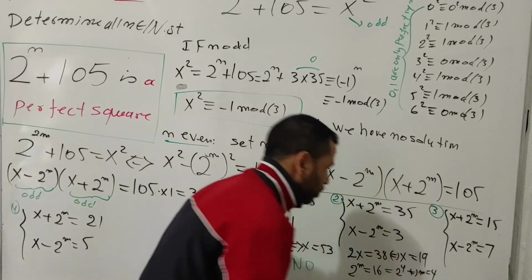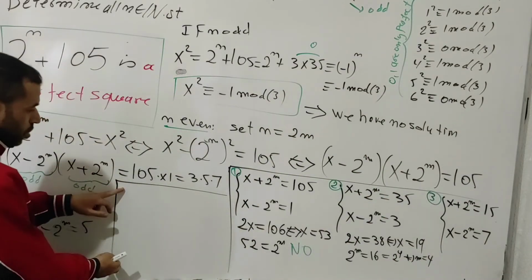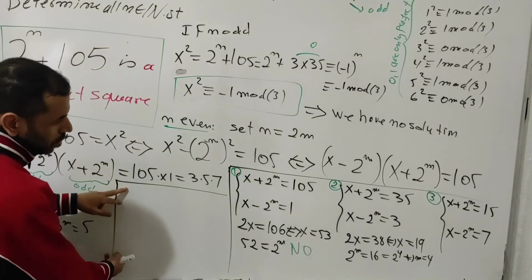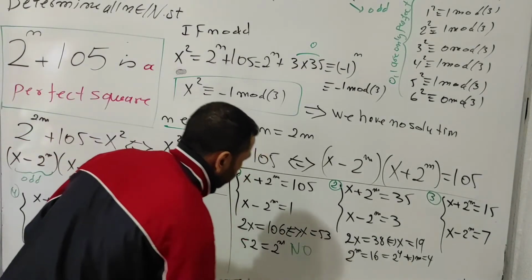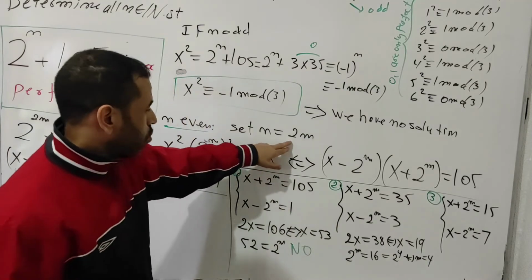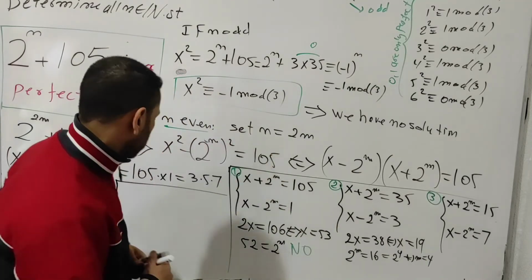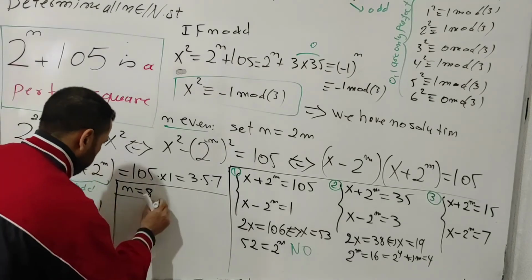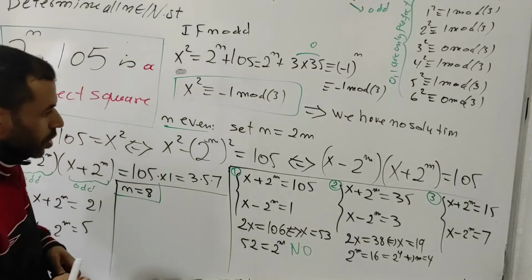I'm going to put the solutions in this empty space. As I found m equals 4, and n equals 2m, that means n equals 8. This is the first solution. Let's check the second solution.